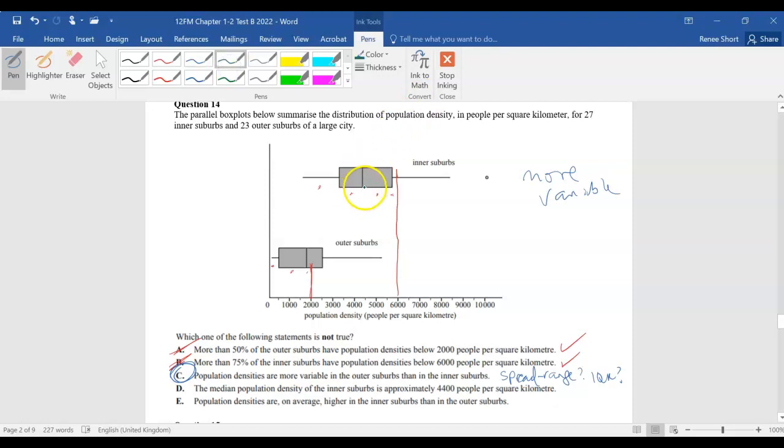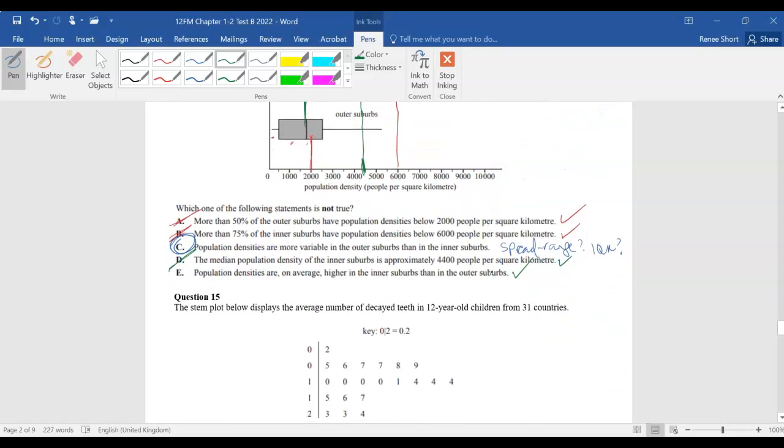So I'm going to go from the median, which we know is this centre line, and if I try and draw this down nice and straight, then yes, it is approximately 4,400, so we'll get rid of that. And population densities are on average higher in the inner suburbs than in the outer suburbs. Well, yes, we can conclude that is true if we compare specifically to the medians, the two green lines. We can see that median is higher for the inner suburbs, so C was definitely our answer there.